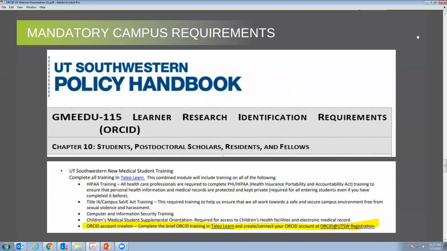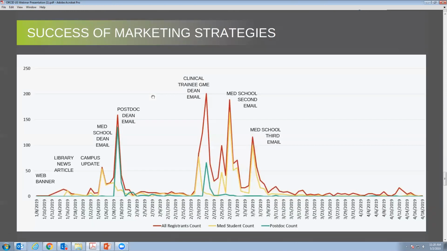And then what we also did was create a mandatory campus requirement. We are in the process of putting together a policy that says that all learners, which is postdocs, clinical trainees, and students, are required to register their ORCID ID with the campus. This is the model of medical school training, where you're required to complete all this training in our online training module for the campus, and ORCID account creation is one of them. That creates additional clout, where it's a policy that is required on campus and not just a suggestion.